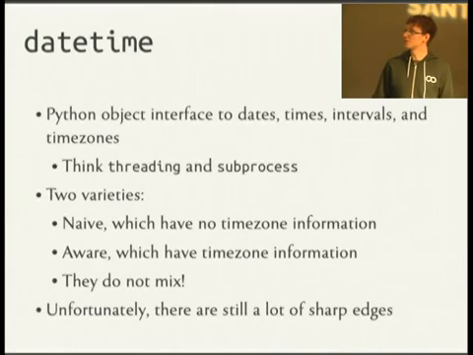There are two varieties: naive ones, which don't have time zone information, so you don't know what time zone they're in at all, except that in your programs, they should always be UTC. And aware ones, which have time zone information attached. They have a tzinfo object. They do not mix, which is nice. Unfortunately, there are still a lot of very sharp edges.